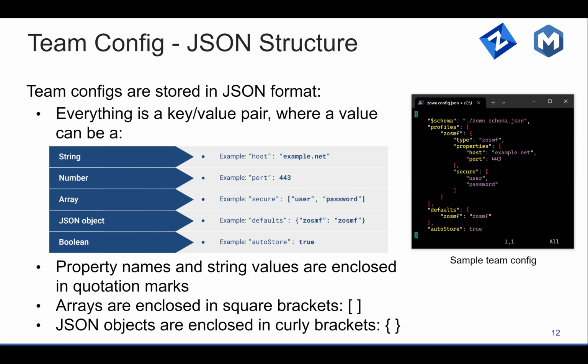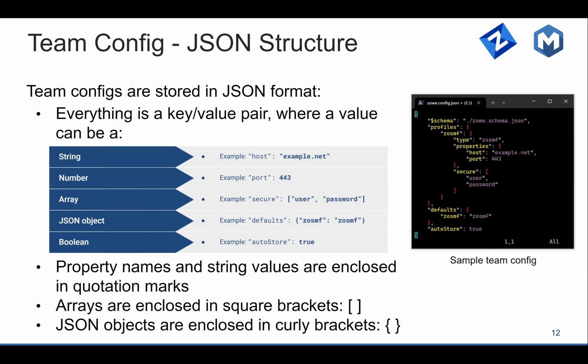And you can see we have the secure array that is a list of strings. A value could also be another JSON object. You can see this in the defaults or the profiles, for example, in this sample here. We have the defaults. That is a JSON object containing one property. The key is zosmf. The value is also zosmf. And finally, you could also have a Boolean value, like we have the autoStore setting at the bottom of the example there.